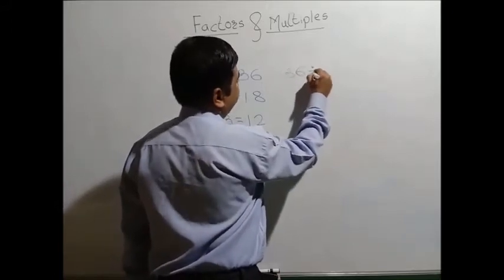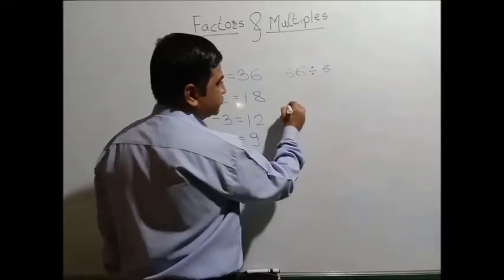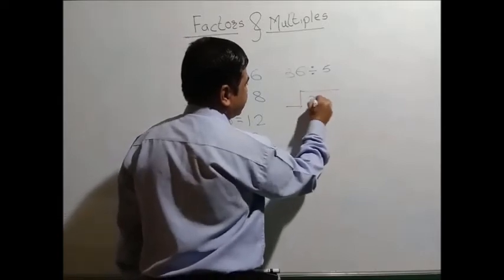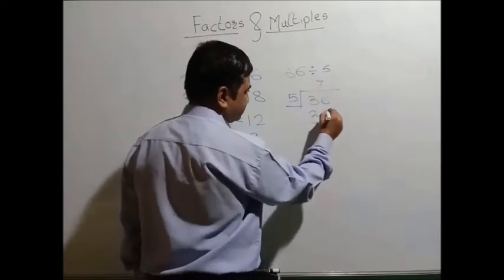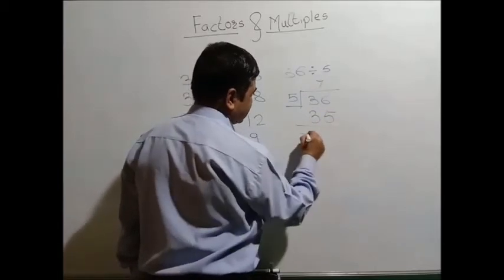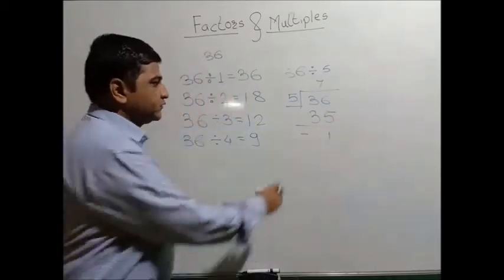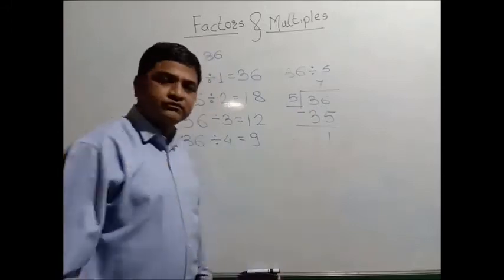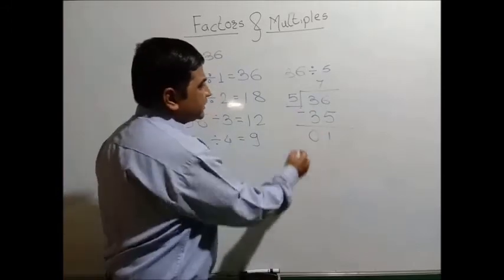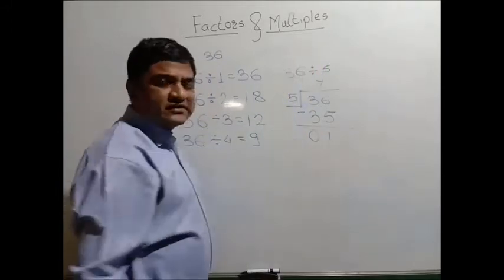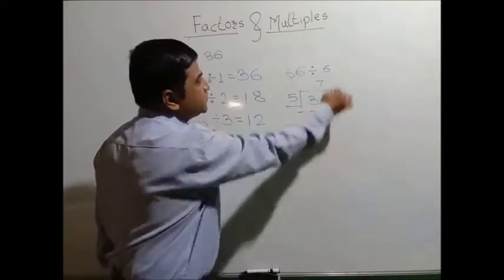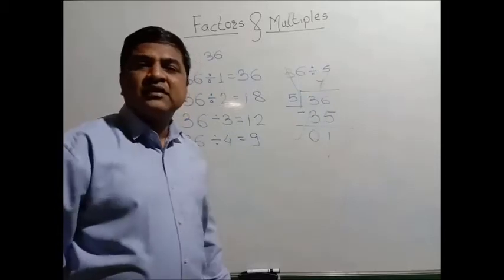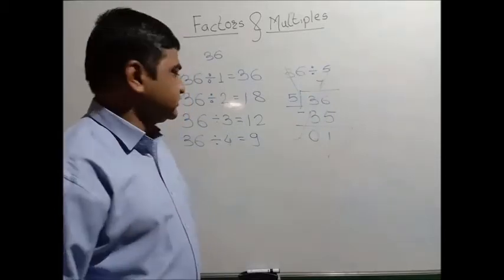36 divided by 5. If I carry out division by the regular method, I will find that 5 7s are 35 and we will get the remainder as 1. So can you perfectly or exactly divide 36 by 5? No. So 5 cannot be said as a factor of 36.